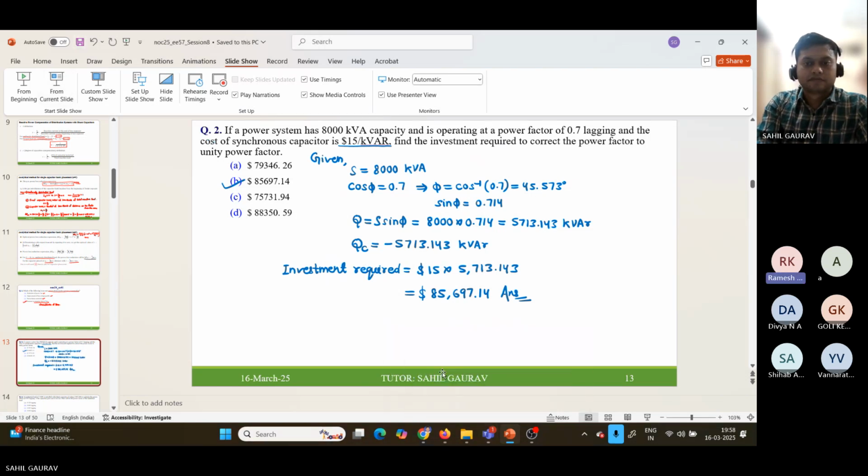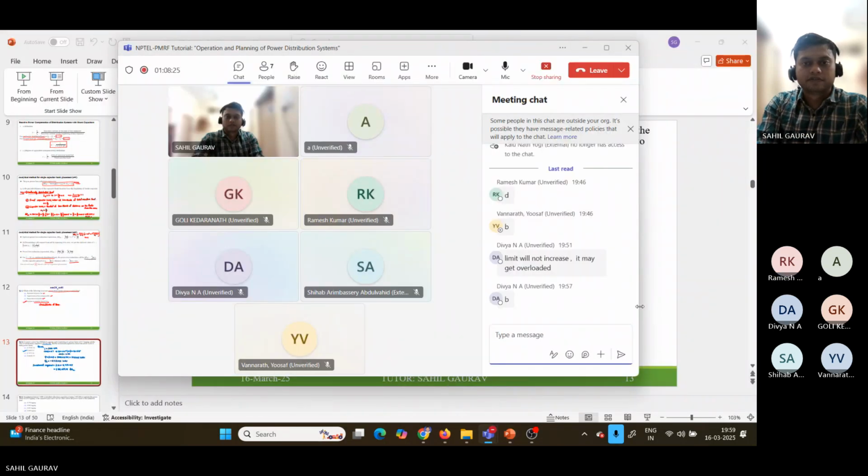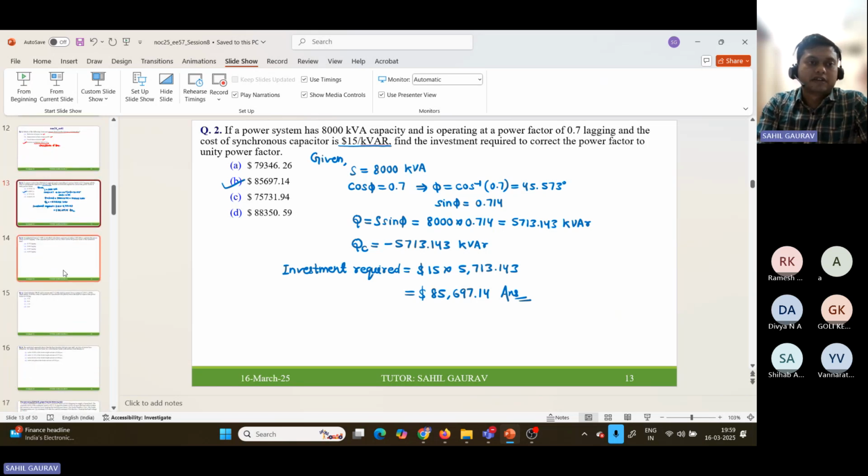QC is negative, yes. Your answer is also correct, B is the correct answer. For a capacitor, your reactive power is of the nature of leading reactive power, while for inductors, your reactive power is of lagging nature. Therefore, we consider lagging reactive power positive and leading reactive power negative.